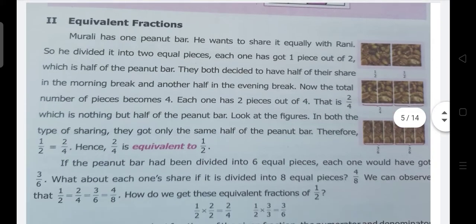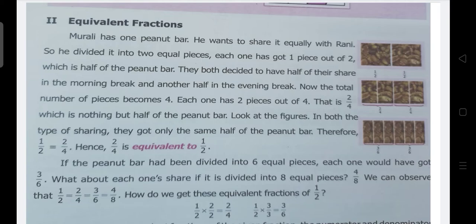Now equivalent fractions. See the peanut bar. Murali has one peanut bar. He wants to share it equally with Rani. So he divided it into equal pieces. Each one has got one piece out of 2. If we divide this peanut bar into 2 pieces, each one will get 1/2 piece, which is half of the peanut bar.